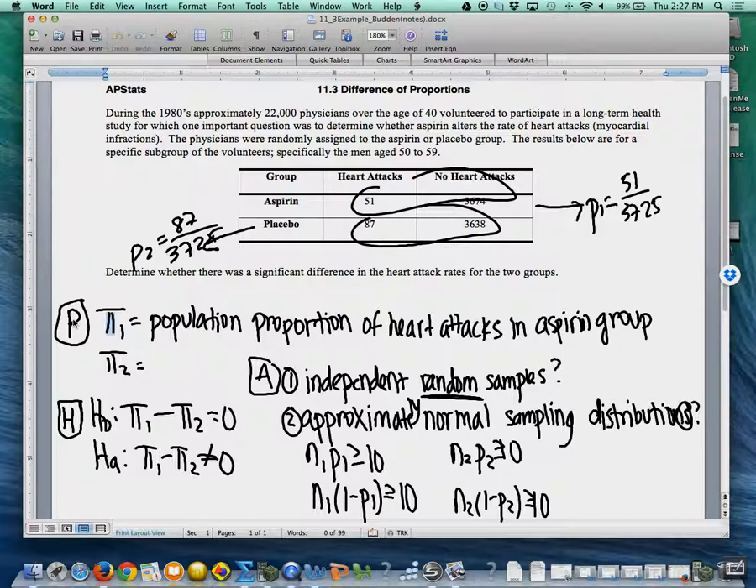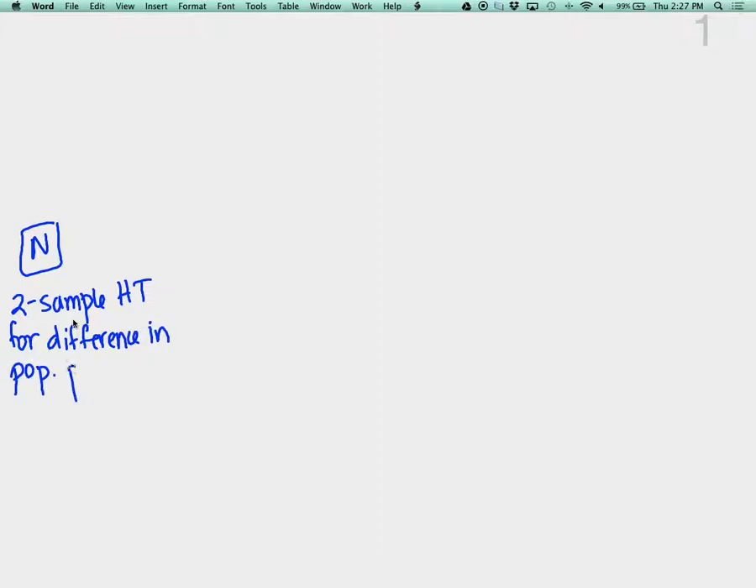Can I keep going? Yes? Okay. N is pretty much the same. First thing that changes though is obviously the name. It's going to be called a 2-sample hypothesis test for the difference in population proportions.